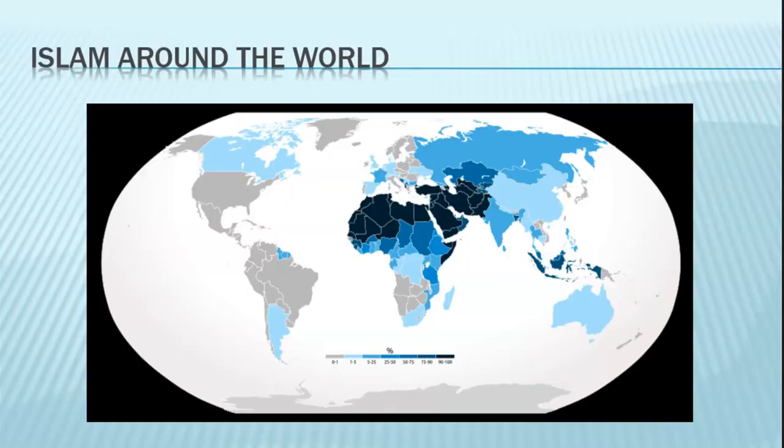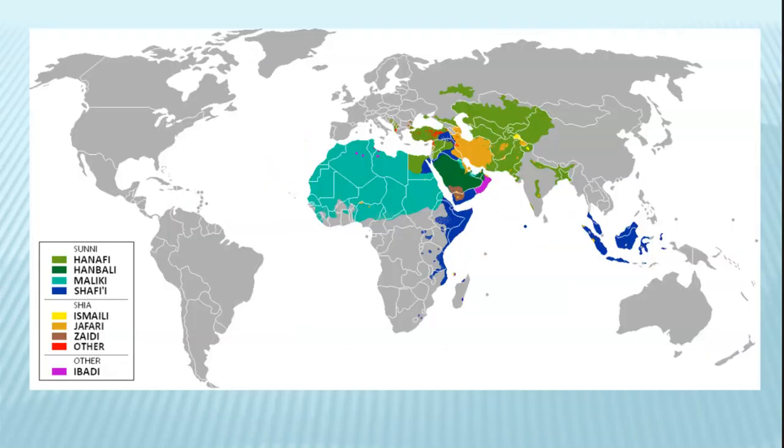You'll see that the highest concentrations are in North Africa and the Middle East. Having said that, though, it is a universalizing religion. It is the fastest growing religion in the world. It also has branches and sects. You have the Sunni and the Shia as the 2 big branches. And here's just a map of who lives where.